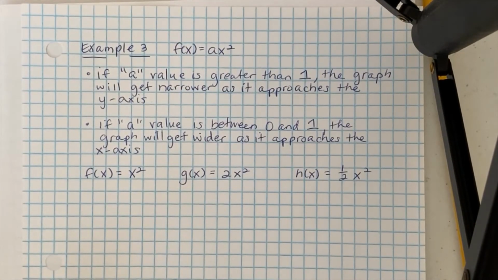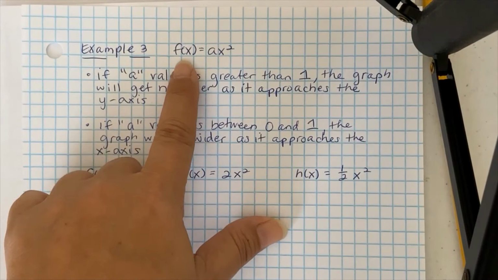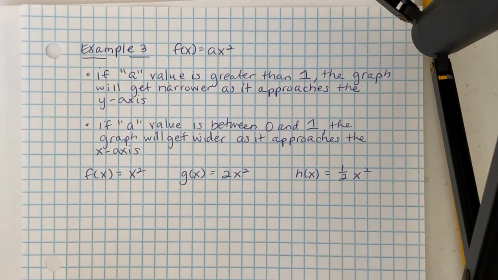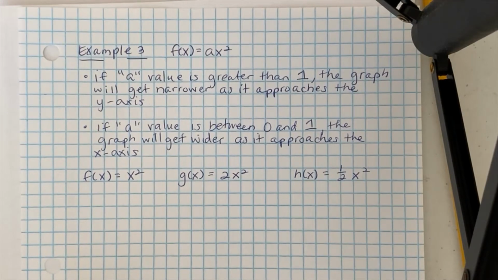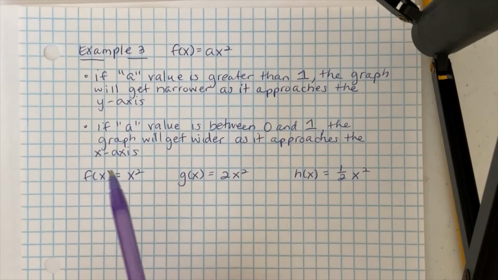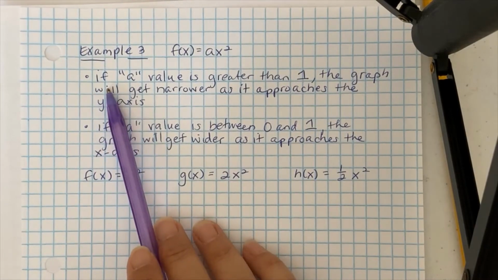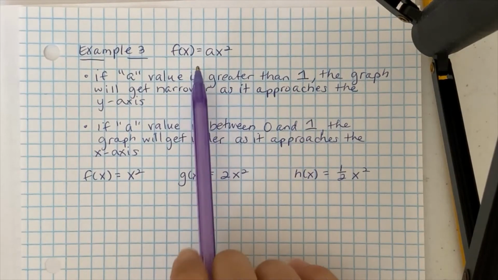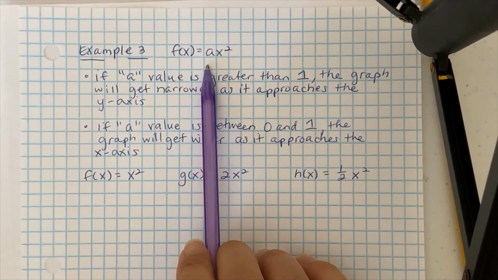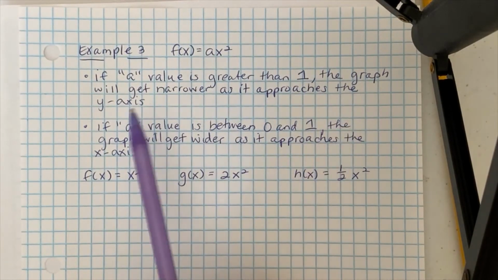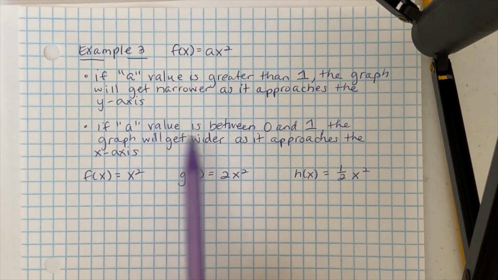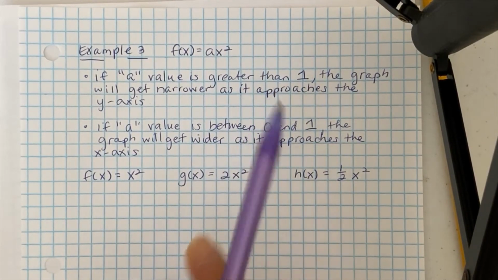Example 3. Example 3's function says f of x equals a x squared. So this is not going to be a horizontal shift or a vertical shift. This is where the graph is going to get wider or narrower. So a key point is that if the a value is greater than 1, which means it's a whole number or it can be an improper fraction, the graph will get narrower as it approaches the y-axis, getting skinnier.